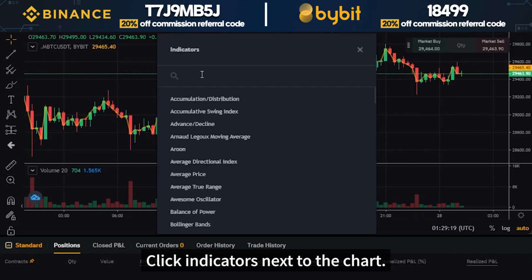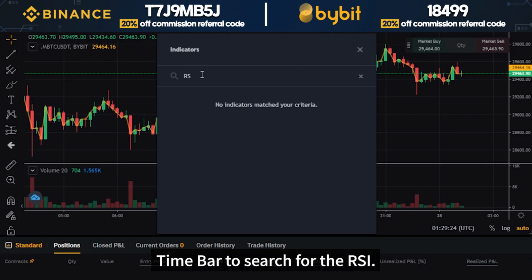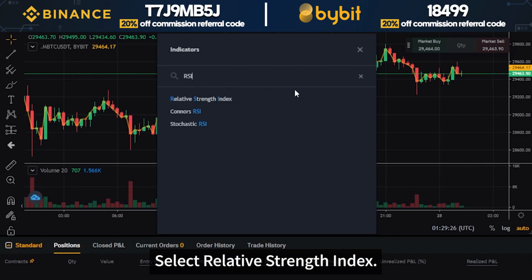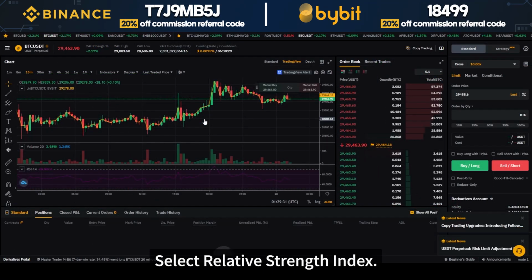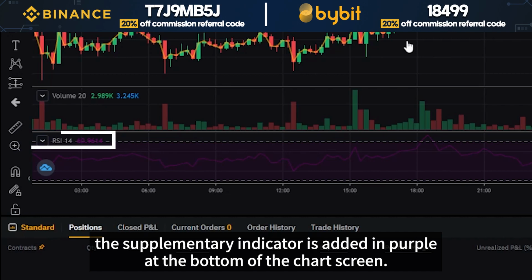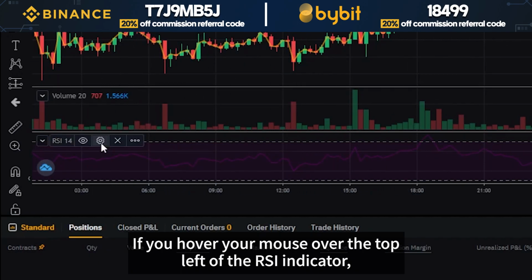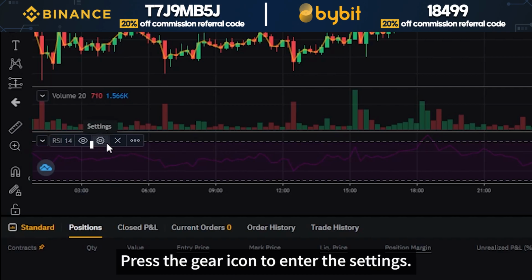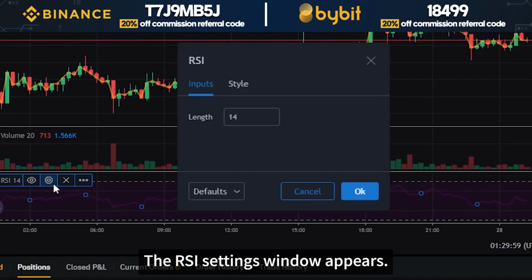Click Indicators next to the chart time bar to search for the RSI. Select Relative Strength Index. Then you can see that the supplementary indicator is added in purple at the bottom of the chart screen. If you hover your mouse over the top left of the RSI indicator, you will see a list of settings. Press the gear icon to enter the settings. The RSI settings window appears.